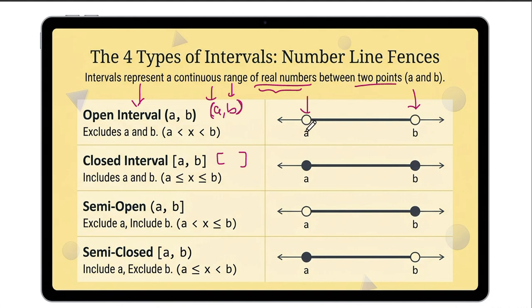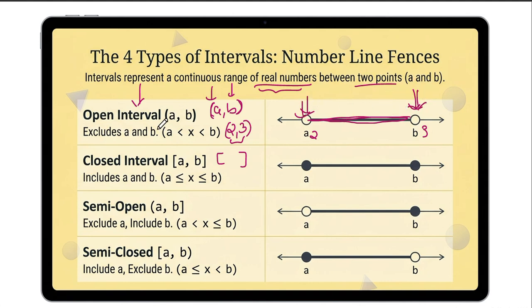Like this. So if instead of a it is 2 and here it is 3, the open interval will be (2, 3). That means it contains all the numbers between 2 and 3. There are infinitely many numbers between 2 and 3. So it contains all the numbers between 2 and 3 except 2 and 3. So 2 and 3 are not included here.